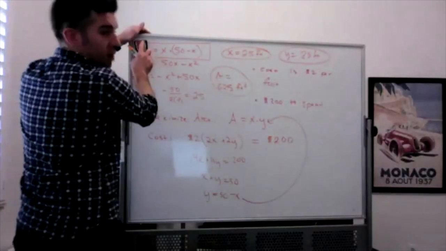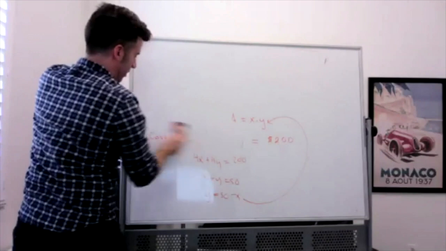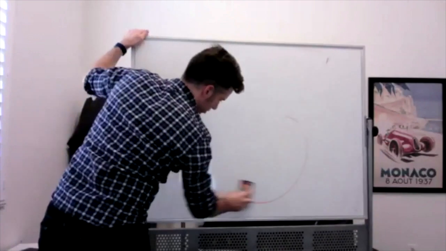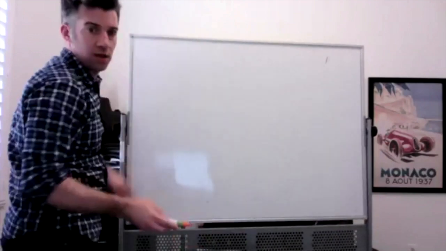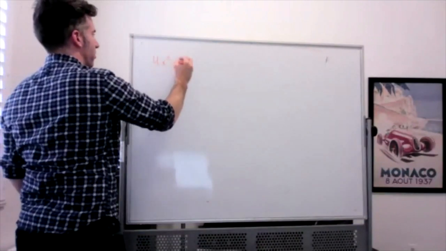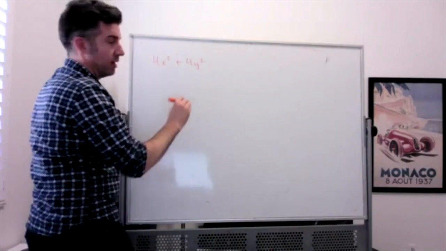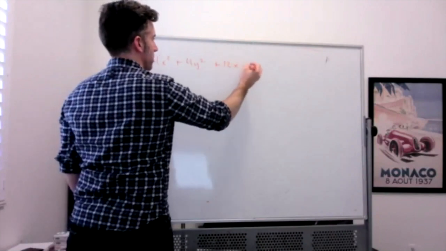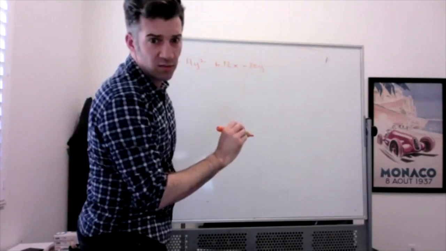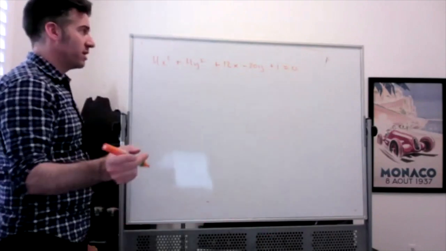So going back to problem 17 on this. Find the center and radius of the following circle: 4x squared plus 4y squared plus 12x minus 20y plus 1 equals 0. So a couple things.